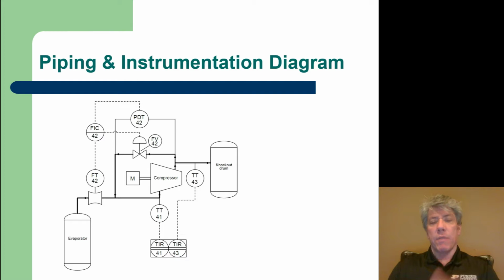Because if FV42 is actually a pneumatic valve, then we would use a different type of line. Apparently this is some type of an electronically controlled valve, because those dashed lines, the standard for that is an electrical signal. And we'll see more about the standard line types for piping and instrumentation diagrams later.